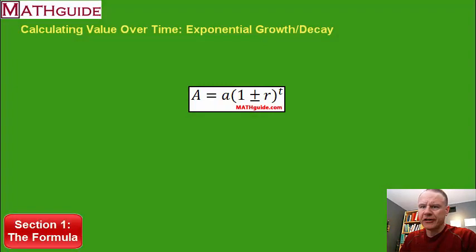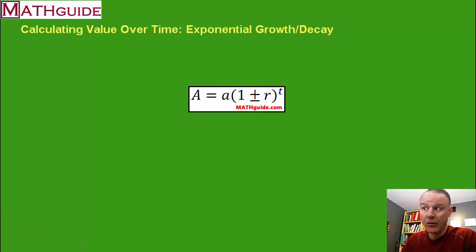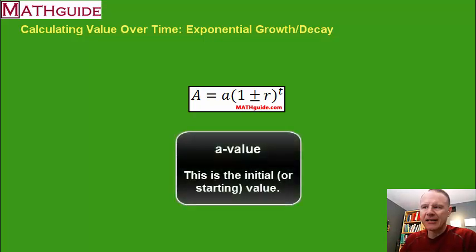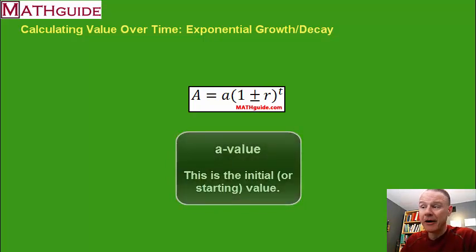So here's the formula that we're going to use when it comes to dealing with exponential growth or decay with values that change over time. And let's describe the variables for this problem, which means the letters, right, when we refer to algebra. So let's talk about that small case a. The small case a stands for the initial or starting value of whatever item we're talking about.